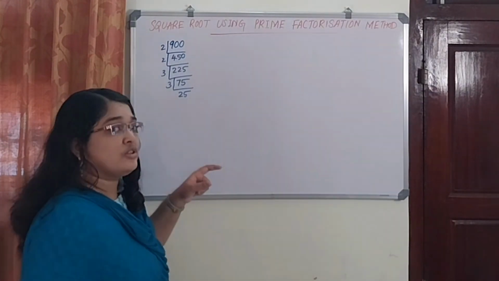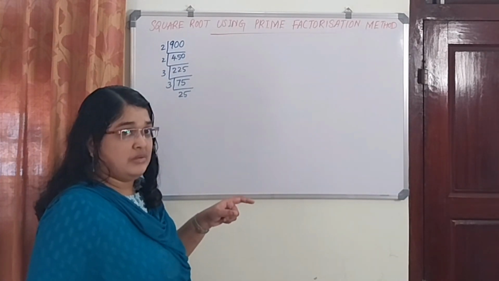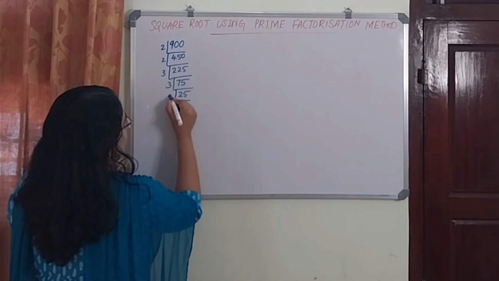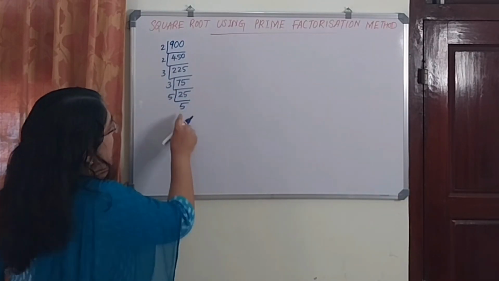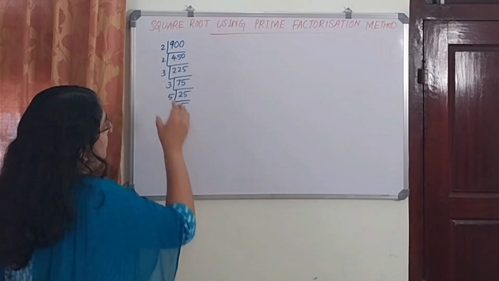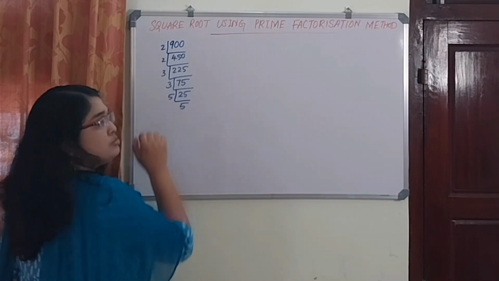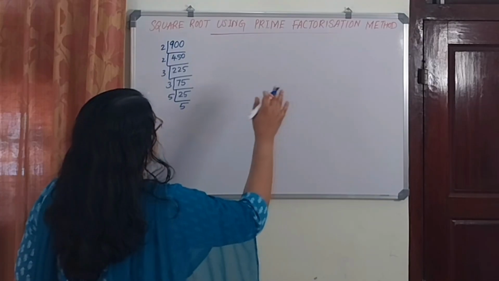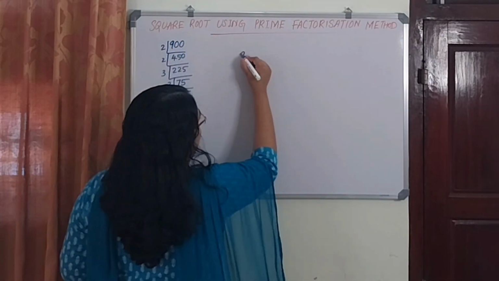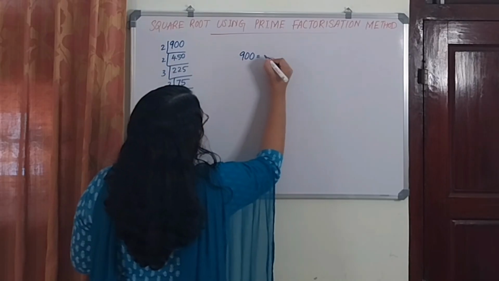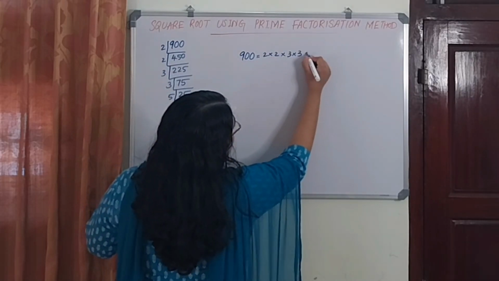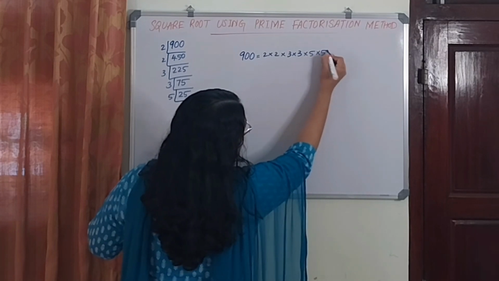So we go for the next prime number, that is 5. We divide it by 5, we get 5. We got a prime number at the end of the prime factorization process, so we stop the process at this point. We get the prime factorization of 900 as the product of these numbers. We write it as 900 equals 2 into 2 into 3 into 3 into 5 into 5.